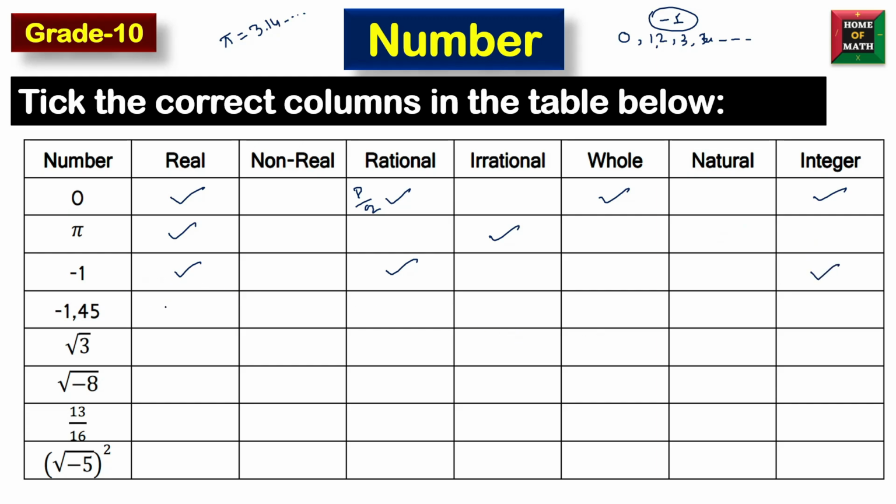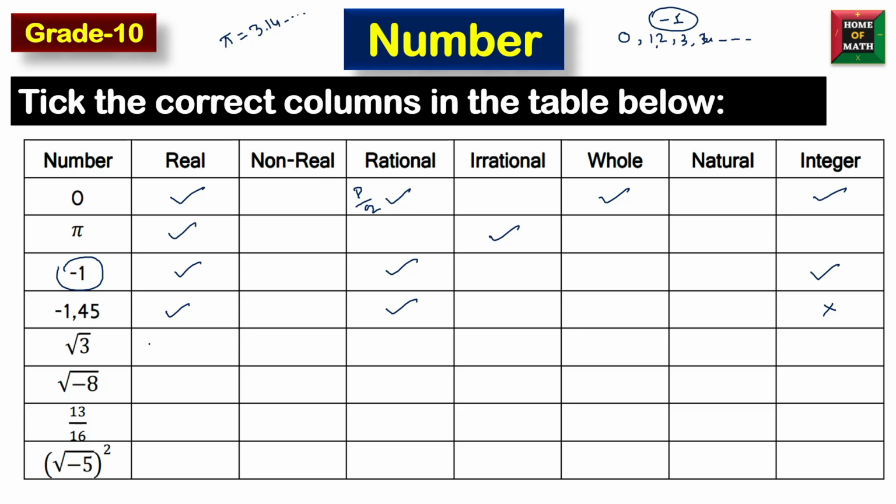Now minus 1.45 is a real number, right? And it's a rational number. Now our question: why not integer? Here minus 1 is an integer, but why is minus 1.45 not an integer? Because an integer cannot include a fraction, but here 1.45 is a fraction, therefore minus 1.45 is not an integer, right?